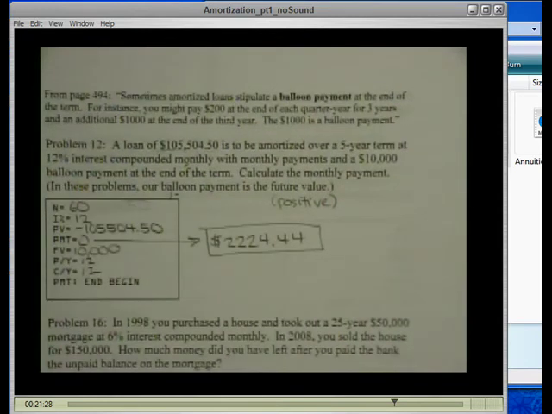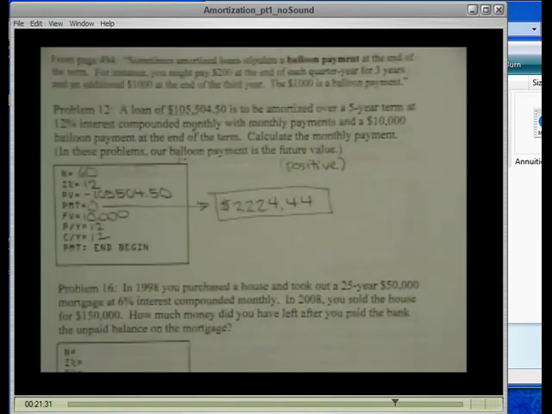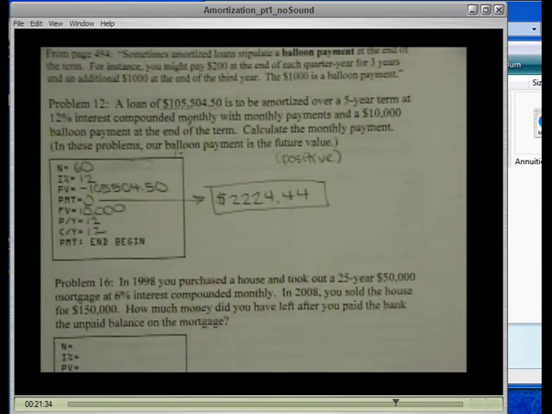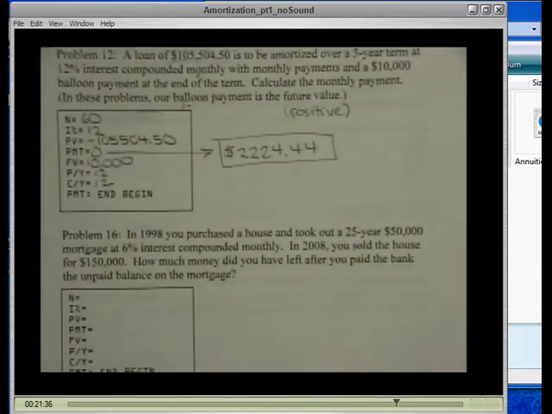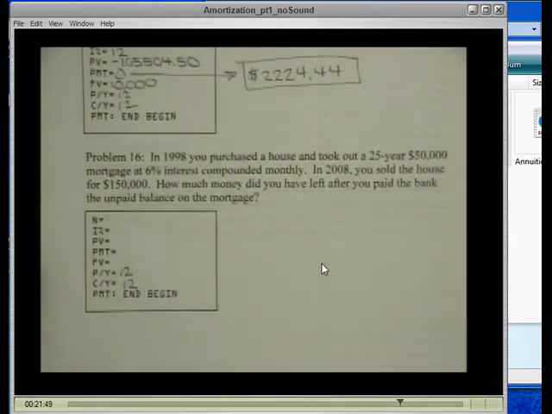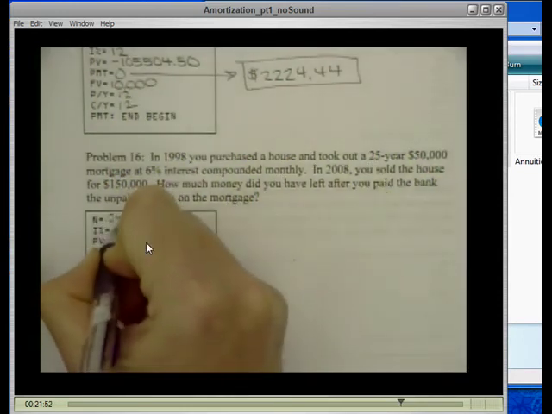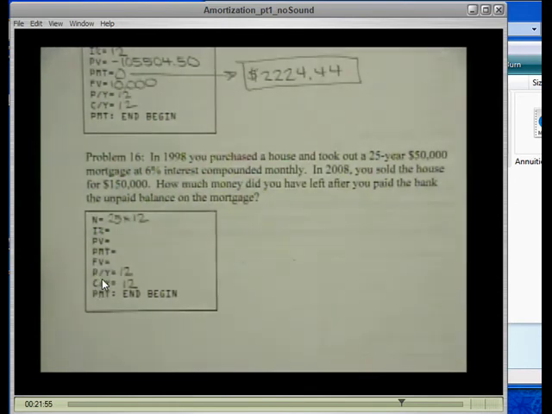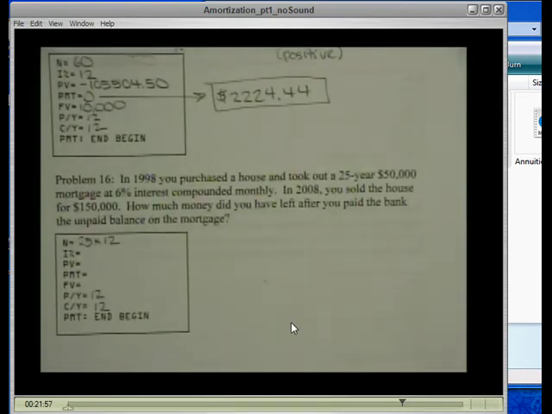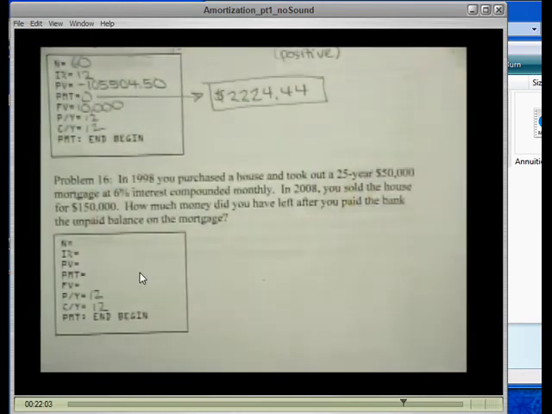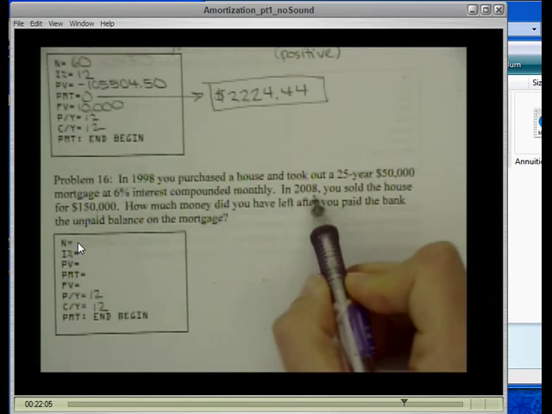Okay. And then problem 16 says, in 1998, you purchased a house and took out a 25-year, $50,000 mortgage at 6% interest compounded monthly. In 2008, you sold the house for $150,000. How much money did you have left after you paid the bank the unpaid balance on the mortgage? So they're monthly, so we know P per Y and C per Y is 12. And then it was a 25-year term, so 25 with monthly payments, so 25 times 12. I erased that, but that's right. It should be 25 times 12.